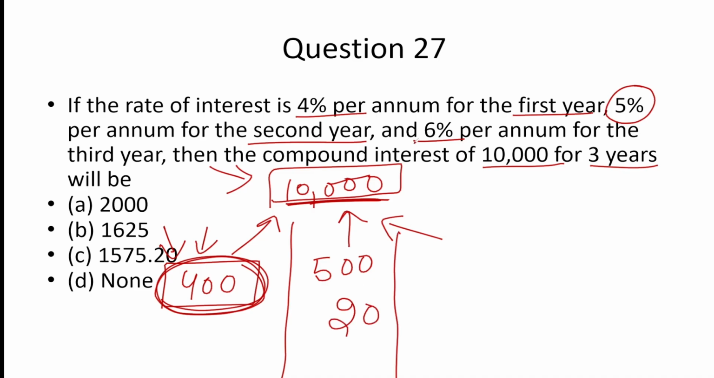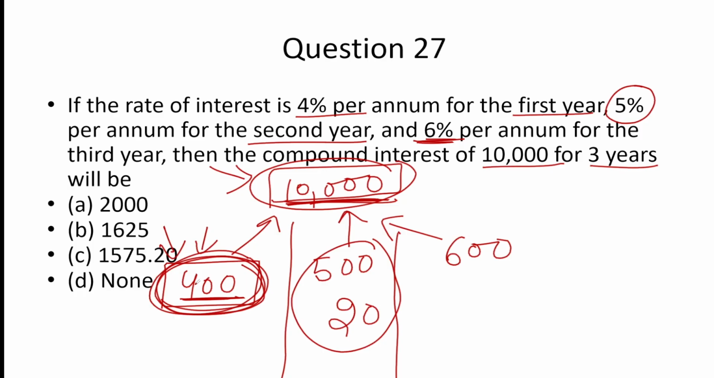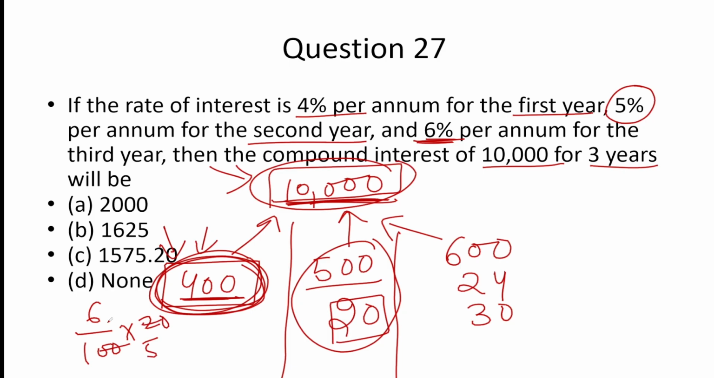For the third year, it is 6%. So what will you do? You will take 6% of this, 6% of this and 6% of this. What is 6% of this? That is 600. What is 6% of this? Its 1% is 4, so 6% will be 24. What is 6% of this? Its 1% is 5, so 6% will be 30. And what is 6% of this? You can find it like this also: it is 6 by 5, which means 1.2. So what is the compound interest? Add all these amounts, and that will be the compound interest.